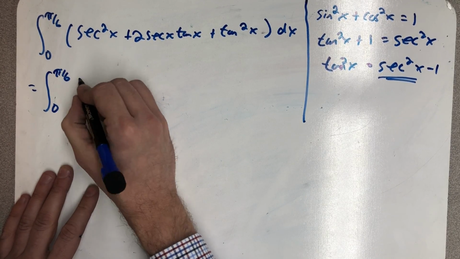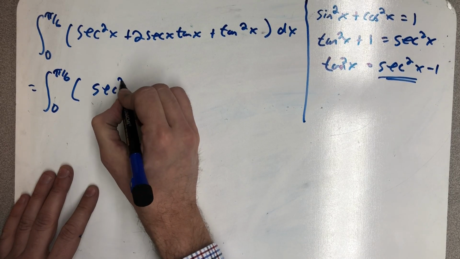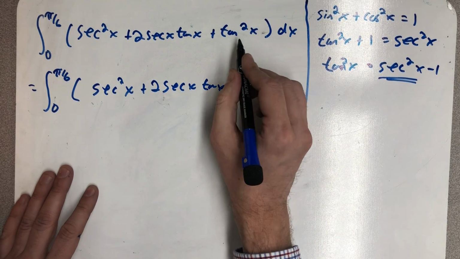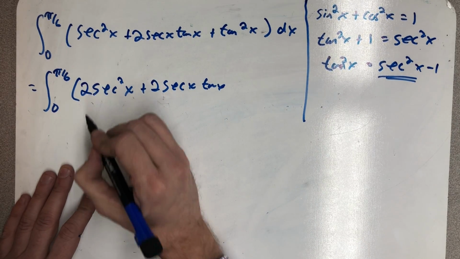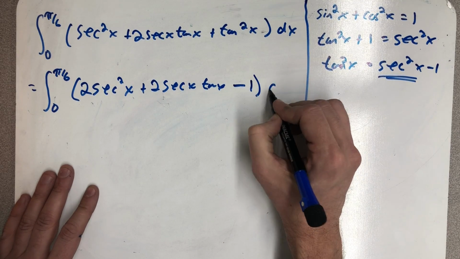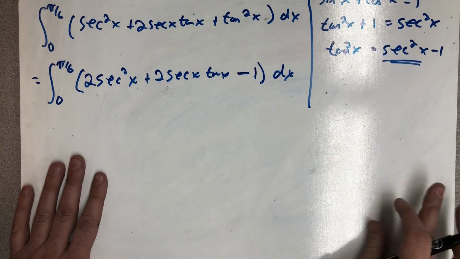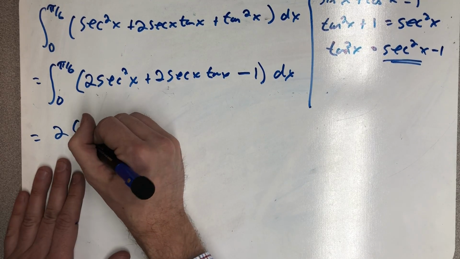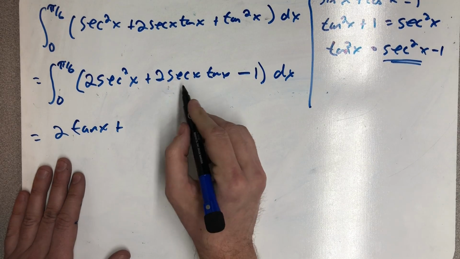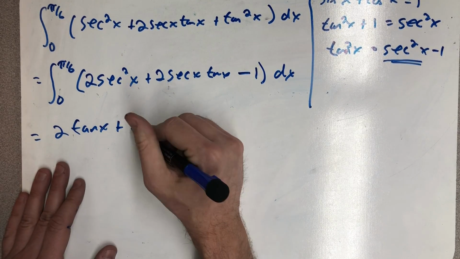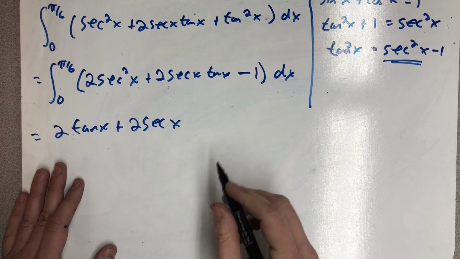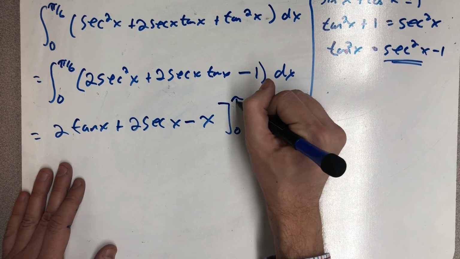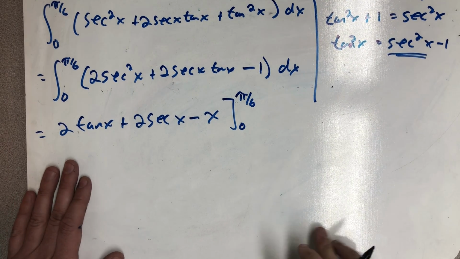All right, so 0 to pi over 6, I have that secant squared hanging out there. I have 2 secant tangent. And now instead of tangent squared, I'm going to write this down. So I realize I really have 2 of those, and that minus 1 I'll just throw in there at the end. And I'm ready to find an antiderivative. The antiderivative of secant squared is tangent, so I have 2 times tangent x there. The antiderivative of secant tangent is secant, so I have 2 times secant x. And then minus x, the antiderivative of 1, which I will need to evaluate from 0 to pi over 6.